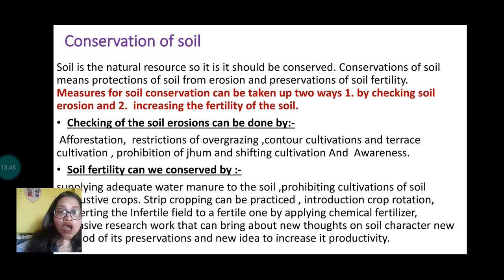And how can we increase the soil fertility? By supplying adequate water and manure to the soil, prohibiting jhum cultivation, strip cropping can be practiced, and crop rotation introduced. The infertile field can be converted to a fertile field by applying chemical fertilizer, and extensive research work can bring about new thoughts on the soil character, and can also develop new ideas about increasing productivity. So this is how we can conserve the soil.